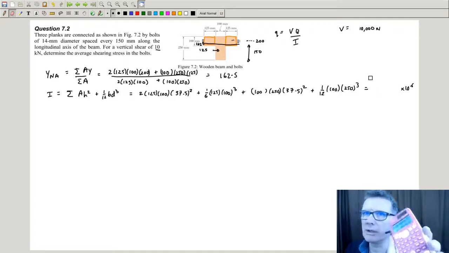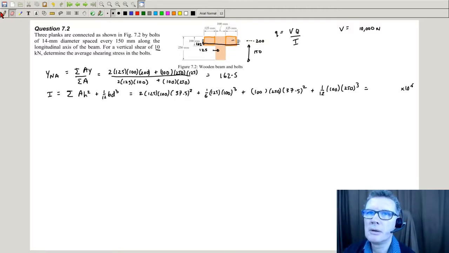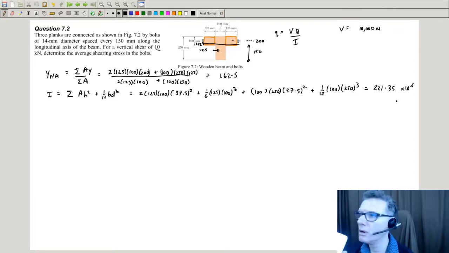This time I'm getting 2 to 1.35. That's what Arnold got, so let's go with that. So we've got millimeters to the power 4. Here, this is millimeters. Right, so that took a bit of work. I've now got the V, I've got the I.